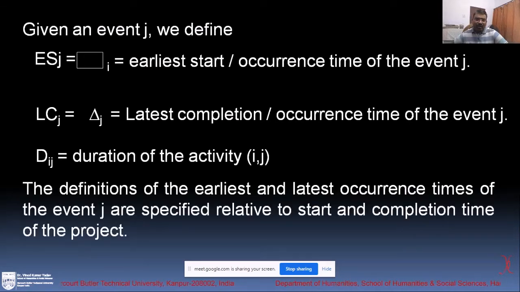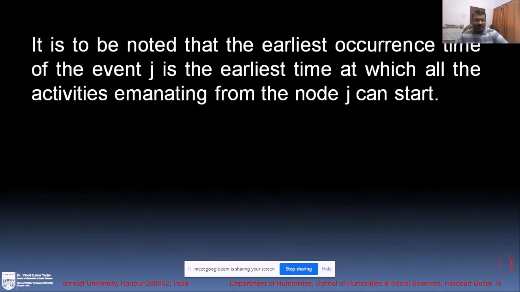The definitions of the earliest and latest occurrence times of the event J are specified relative to the start and completion time of the project. It is to be noted that the earliest occurrence time of the event J is the earliest time at which all the activities emanating from the node J can start, right? So earliest means, if there is more than one activity ending at node J, as early as possible when you can start the jth activity, when the last activity ending at J finishes.